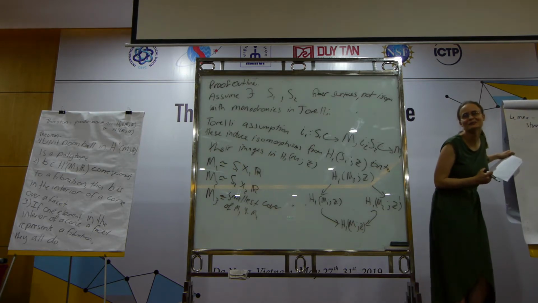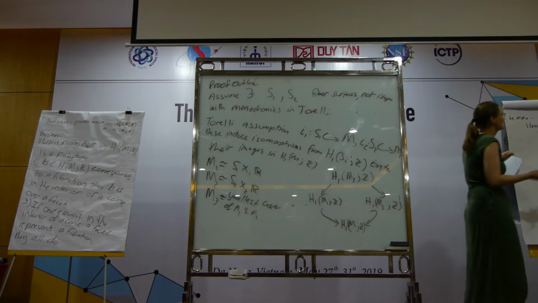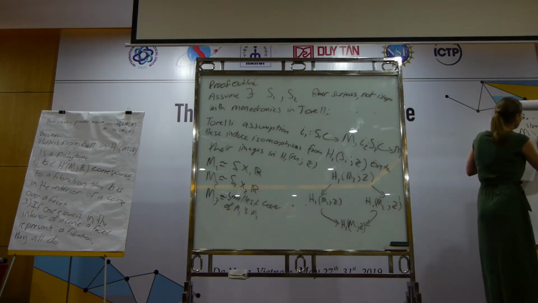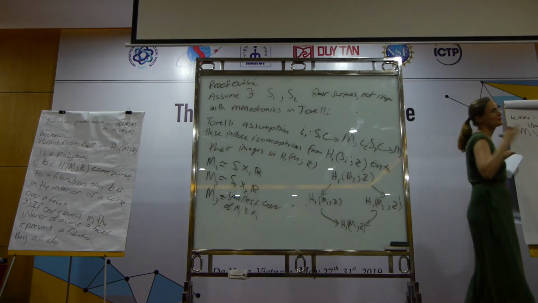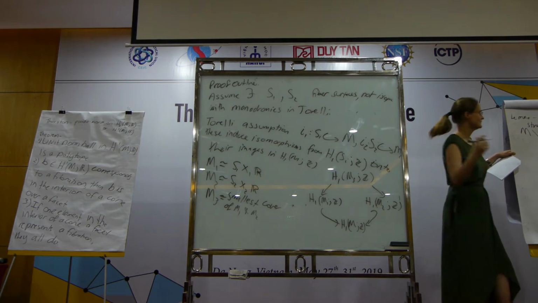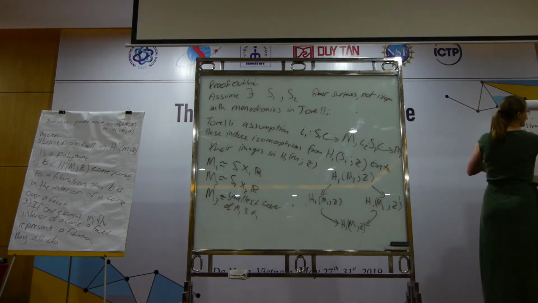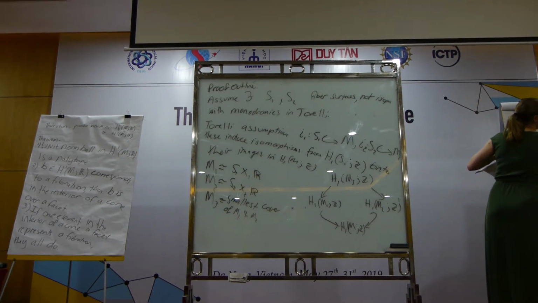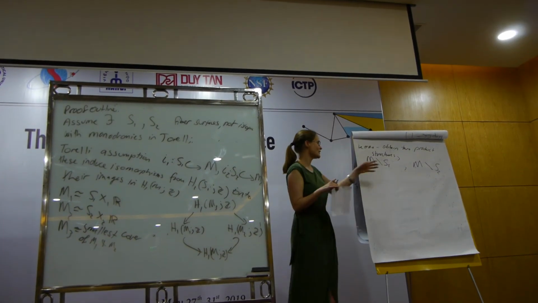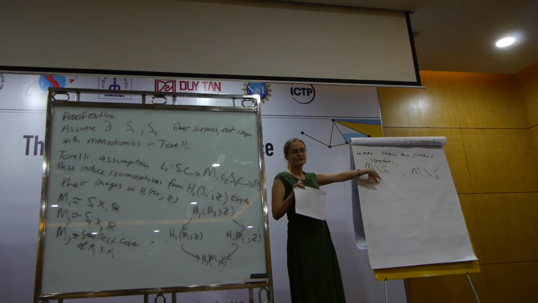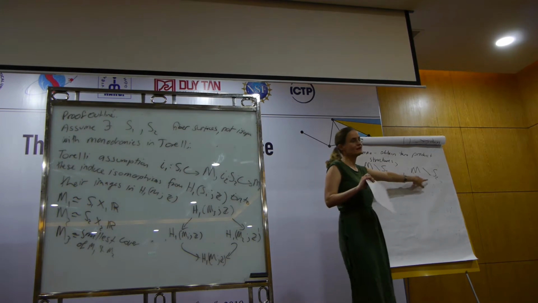Sorry, I need to write bigger. And you cut the 3-manifold along S1, and you cut the 3-manifold along S2. So this gives you S1 times I, and this gives you S2 times I.